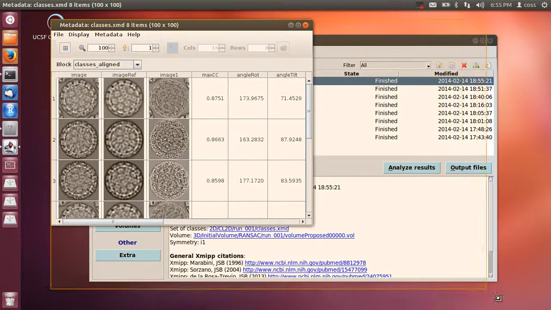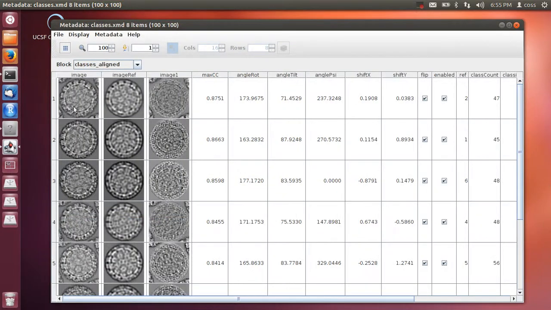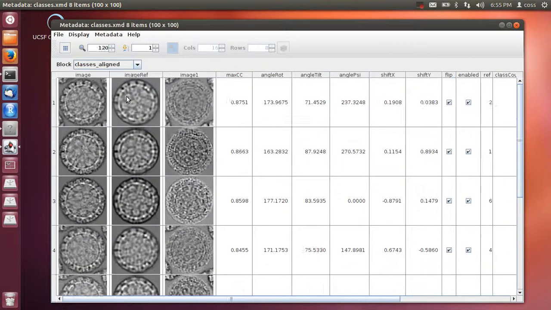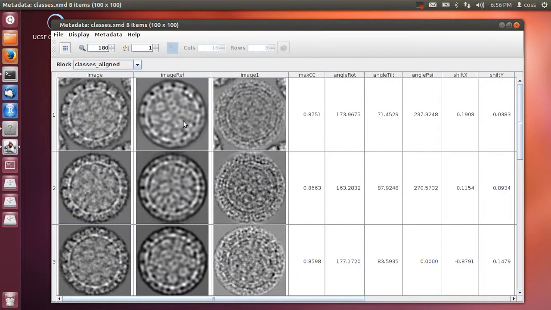Okay, so what is this table? So this table has the class that you have computed in the CL2D, the corresponding projection from the volume that you are comparing it to. So you can see this thing here corresponds to this thing in the volume, this capsomer here corresponds to this one, here the capsid looks like this, etc. And then this is the difference image. So you can see what are the differences between this and this.